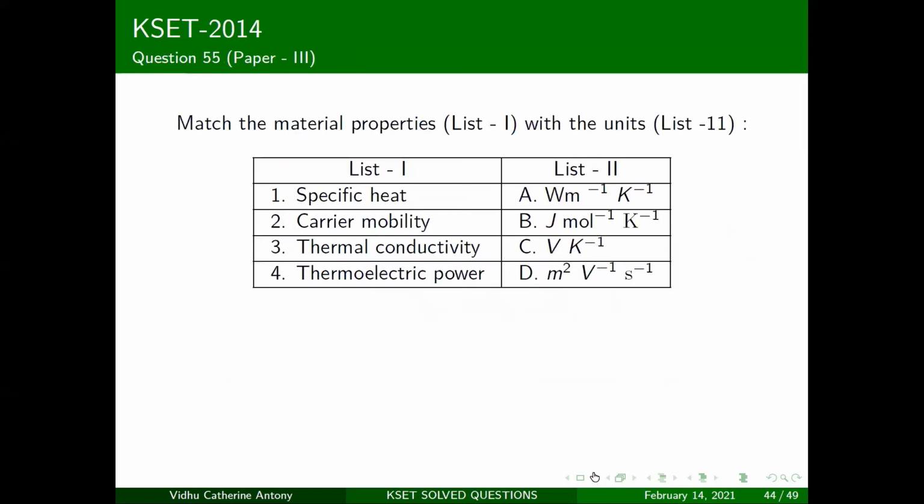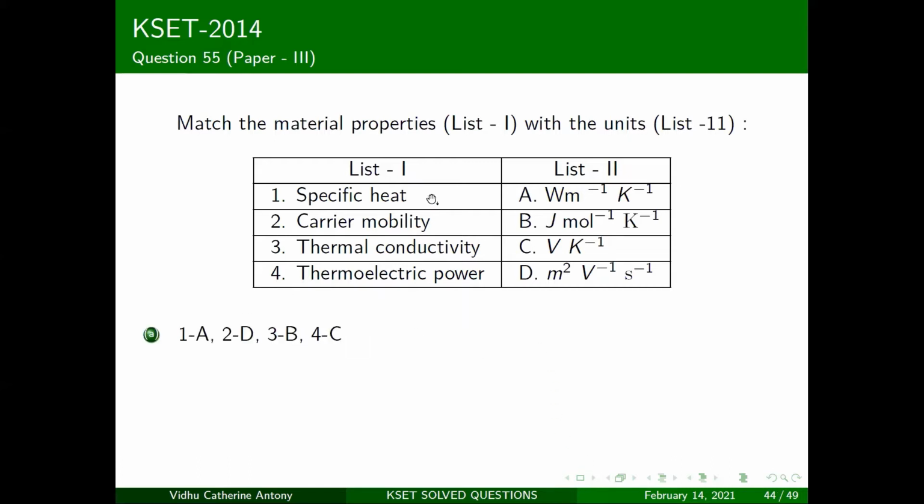Okay, so let's come to the last question. Match the material properties in list 1 with units in list 2. This should have been 2, not 11. List 1 is specific heat, carrier mobility, thermal conductivity, and thermoelectric power, and these are the different units that you have for each of these things. I'll go through each of these parameters and explore the definitions of each of these a bit.